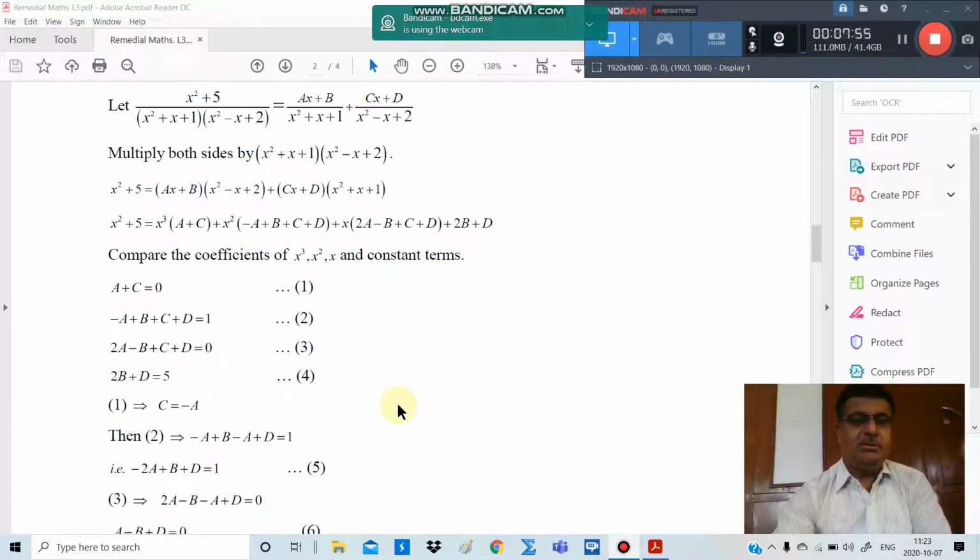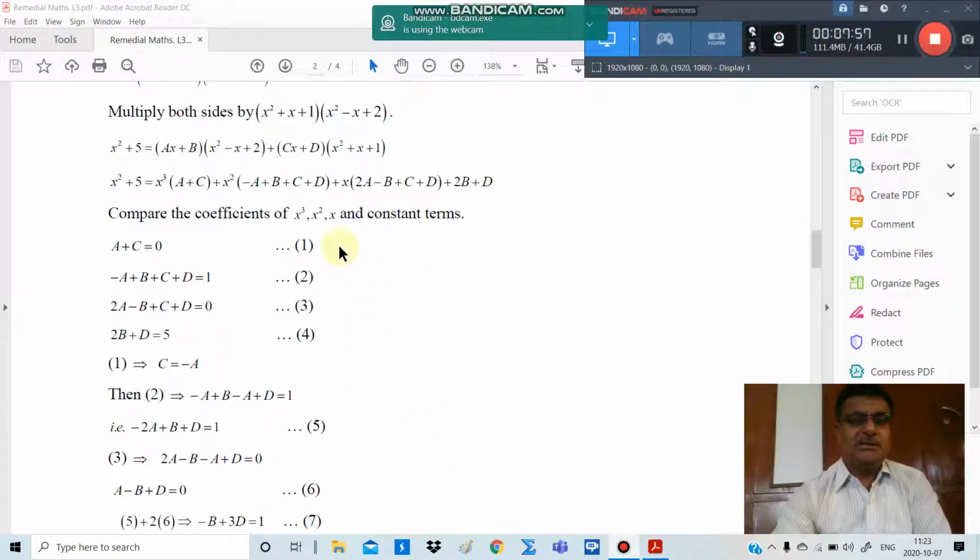On comparing the coefficients of x cube, x square, x and constant terms, we get a plus c equal to 0, because there is no term containing x cube in the left hand side. Therefore a plus c equal to 0. Minus a plus b plus c plus d will be equal to 1. This is the coefficient of x square in the left hand side.